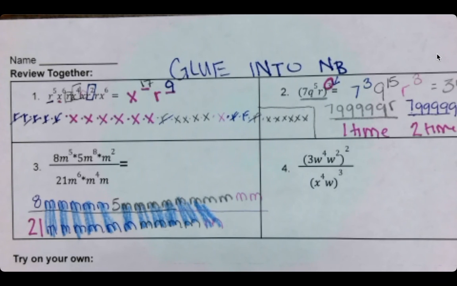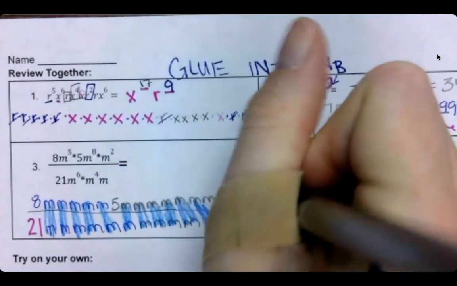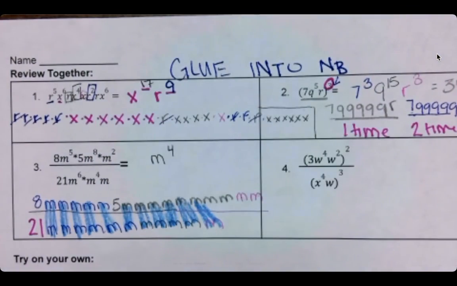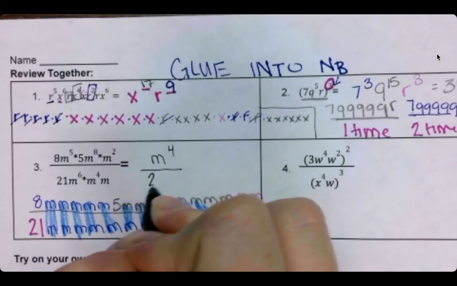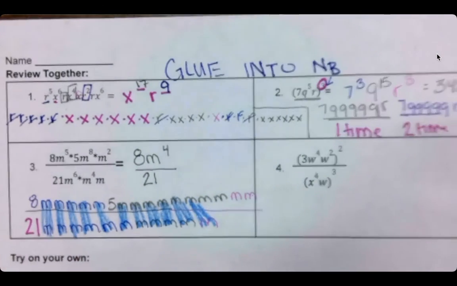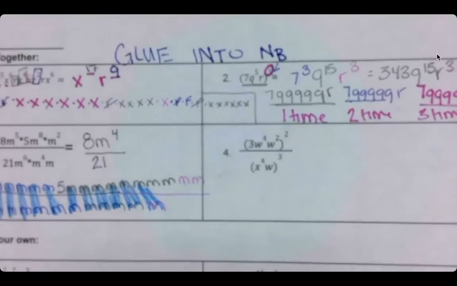Okay. So how many m's do we have left? 1, 2, 3, 4. And is it in the top part of the fraction or the bottom? It's in the top. What goes on the bottom? All we have left is our 21. All we have left on top is our 8. That's it. All right.